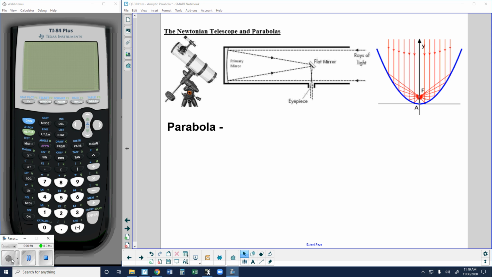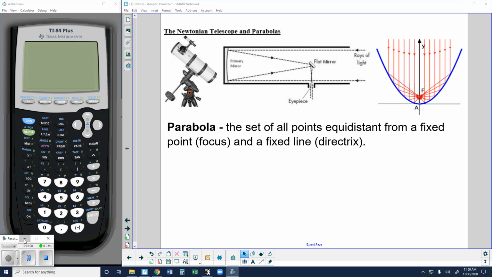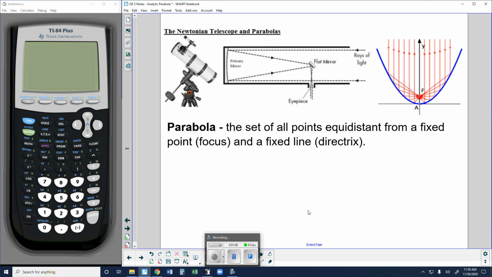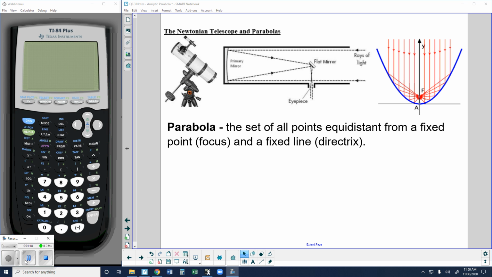So let's start with the definition of a parabola, because we've been throwing this term around, we've been looking at graphs of parabolas, but we haven't really dissected what a parabola means. So a parabola is the set of all points equidistant from a fixed point, a stationary point known as the focus, and a fixed line known as the directrix.